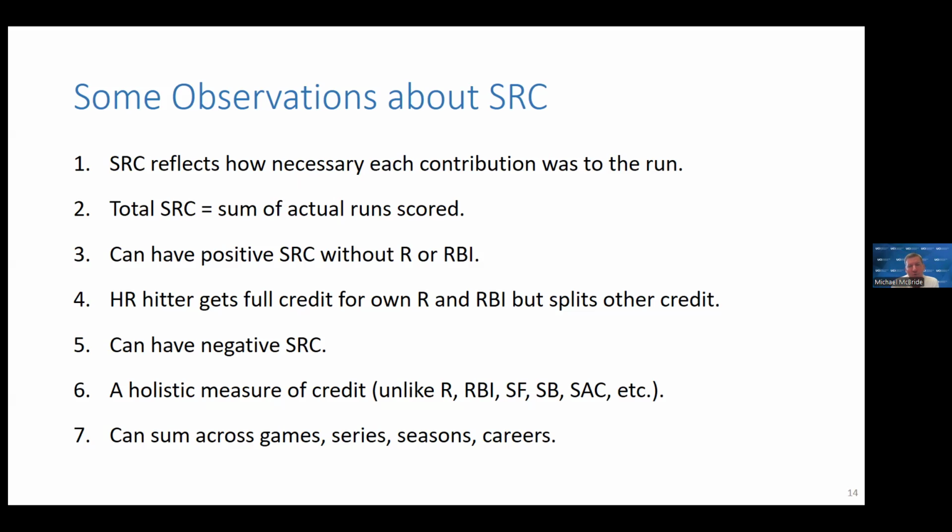For a home run in which a batter hits the ball over the fence and they bring themselves all the way home by themselves, they don't rely on anyone else to score them, they will get the full credit for their own run and their own RBI, but they're going to split the credit if there are other runners that were on base that they batted in.